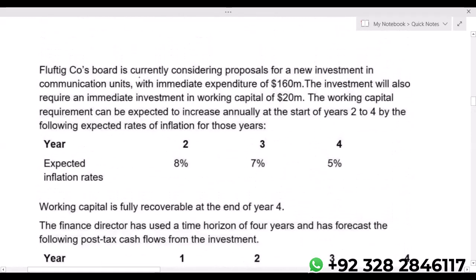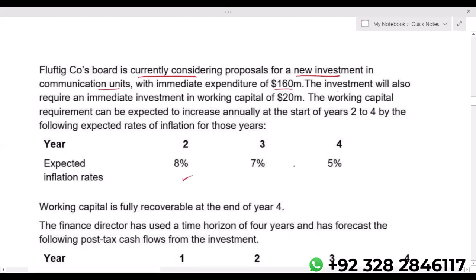The listed company's board is currently considering a proposal for a new investment in communication units with an immediate expenditure of 160 million. So that's going to be your initial investment. The investment will also require an immediate investment in working capital of 20 million. The working capital requirement can be expected to increase annually at the start of years 2 to 4 by the following expected rates of inflation for those years: 8, 7, and 5.